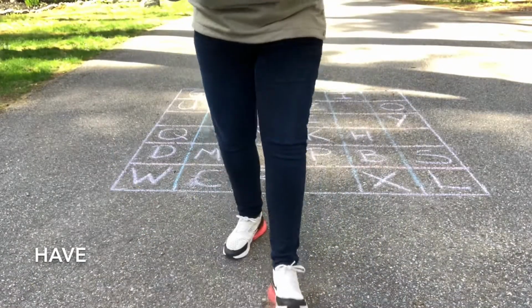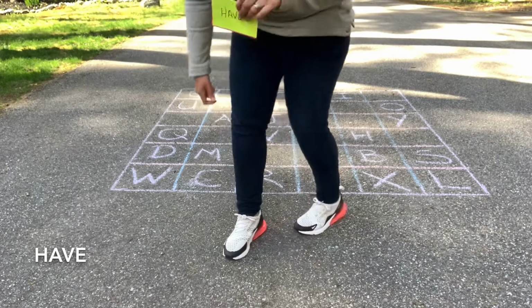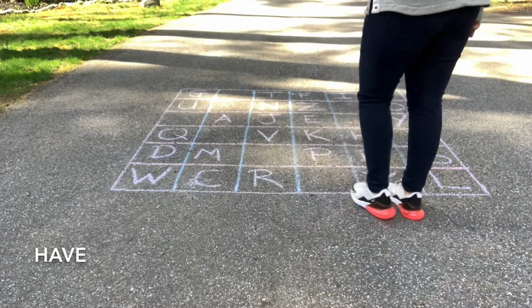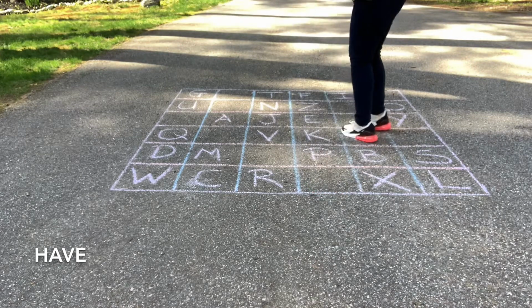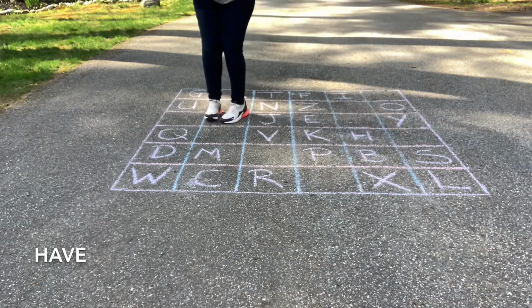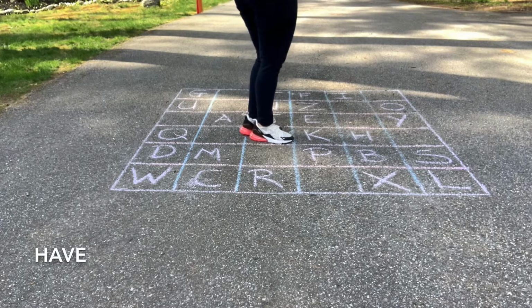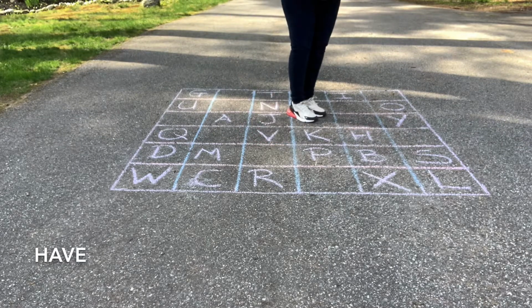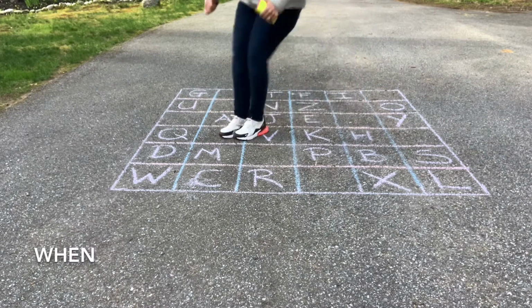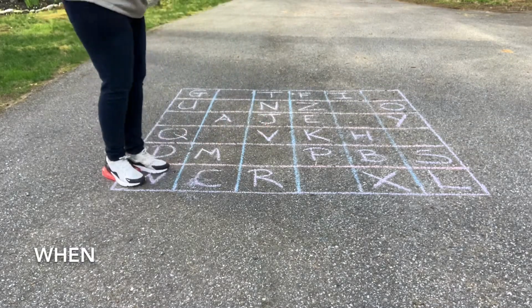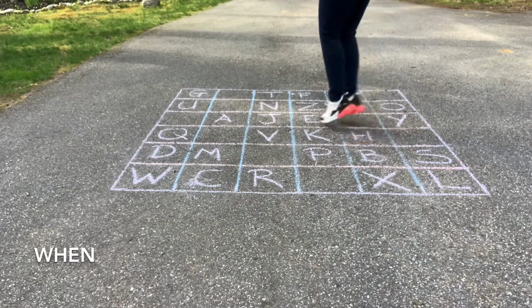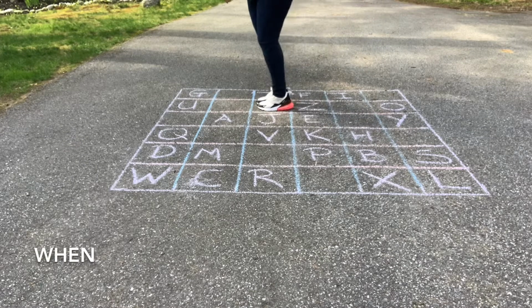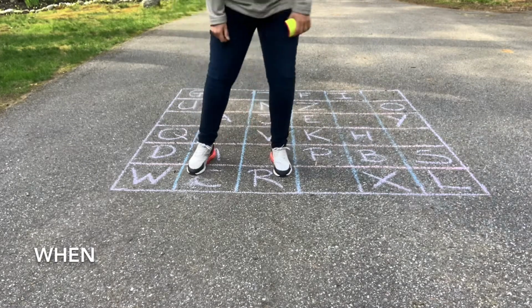My first word on my list is have, so I'm going to spell have. I'll start in an empty square, jump to H, A, V, E. And if you have to look at your card to remember, that's okay. Way over there, so I'm going to have to use an empty space. W, H, E, N. When? Maybe use it in a sentence.